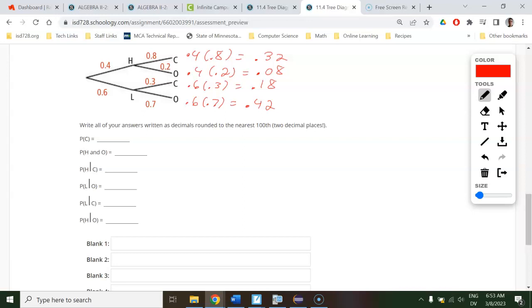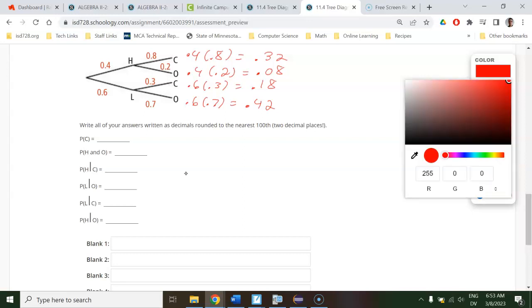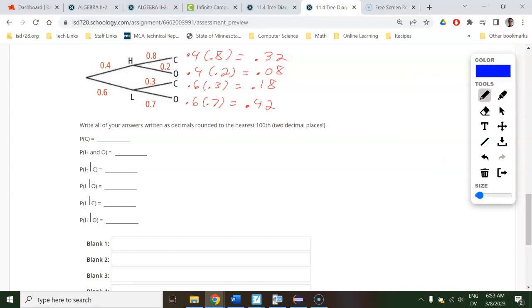All right, so the chances you're closed, we just got to add the two closed dots together. Okay, so the two closed dots are this one and this one. Right, those are the scenarios where we're closed. So closed is just 32% plus 18%. So the chances the school is closed is 50%.